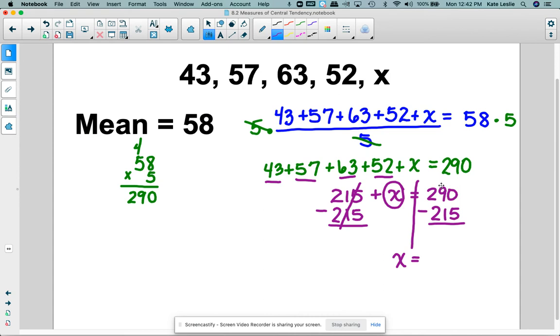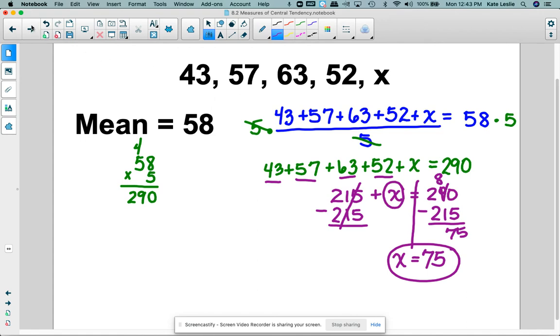So I have to borrow. This becomes 8. 10 minus 5 is 5. 8 minus 1 is 7. And 2 minus 2 is 0. So x equals 75 is my final answer, which once again makes sense because it's kind of part of my data set, and so is my mean. Okay?